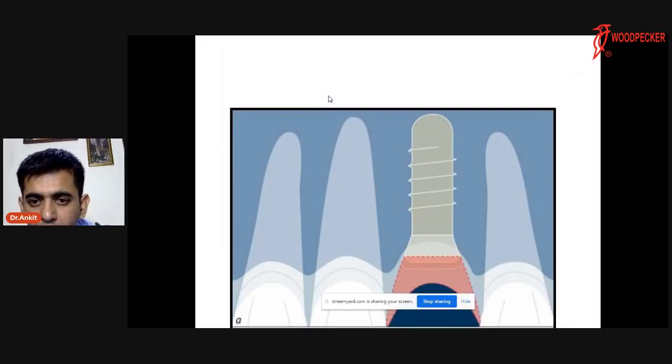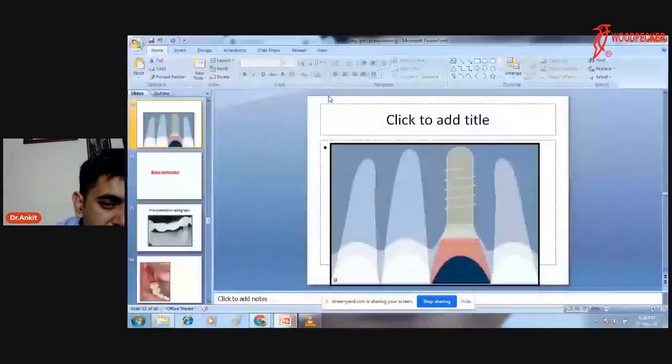Now, this is how the implant in a diagram will look like, and we can see if we can control our gingival health to a better level, then obviously we can win from any situation. Let us see this case in the form of a video, right?